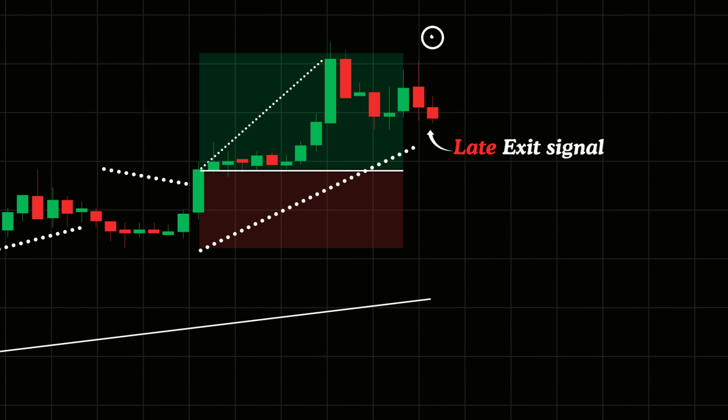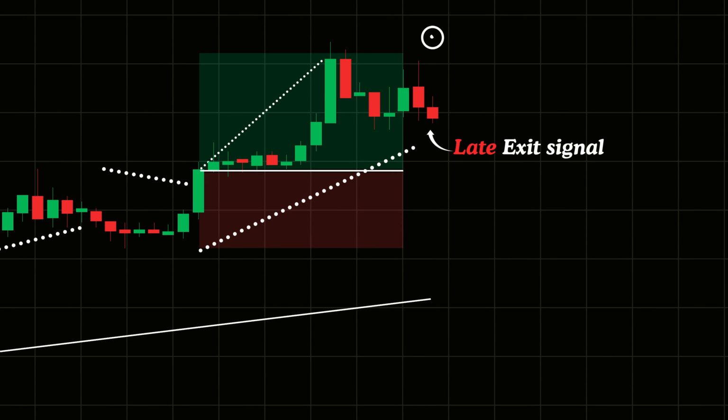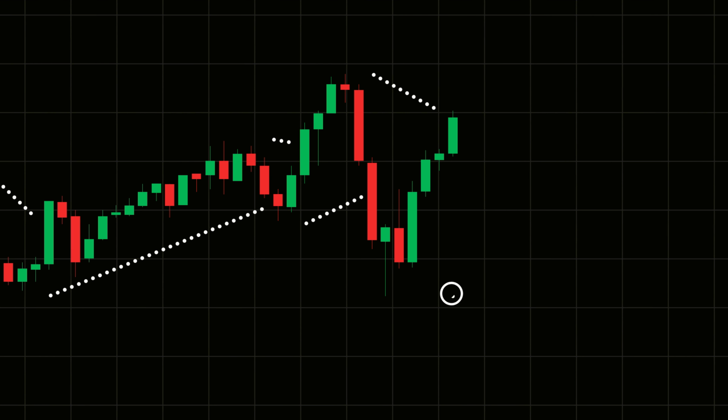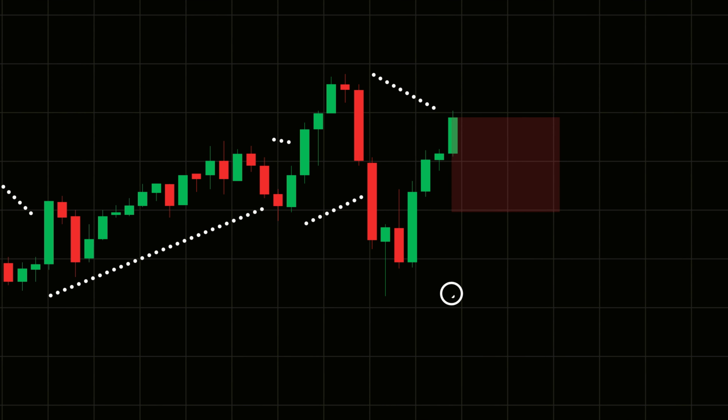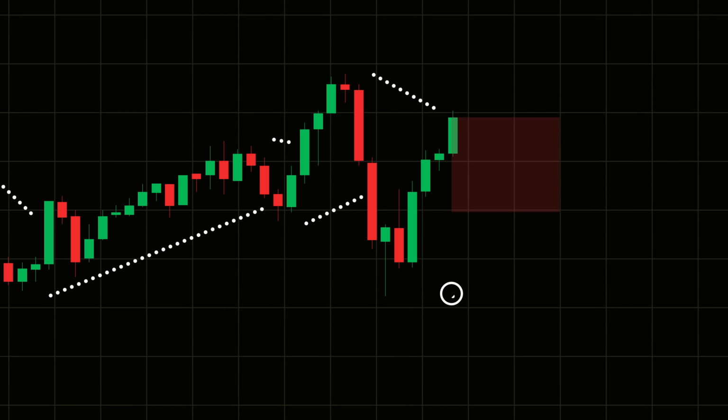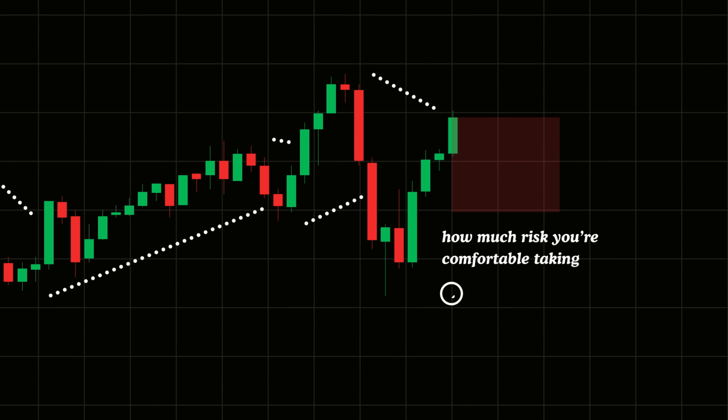Now sometimes the parabolic SAR might appear quite far from the candle, like in this example here. The SAR is way below the current price level, meaning that if you used it as your stop loss, you'd be risking a much larger amount if the trade fails, and in those cases you can fine-tune your stop placement based on how much risk you're comfortable taking.